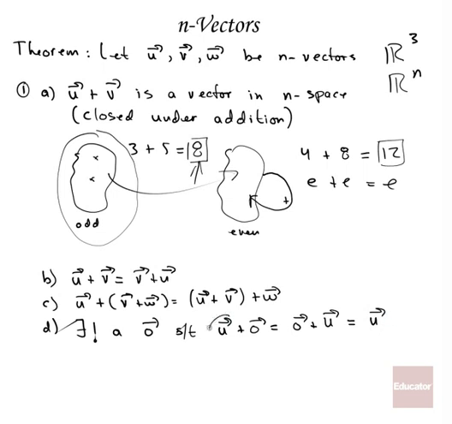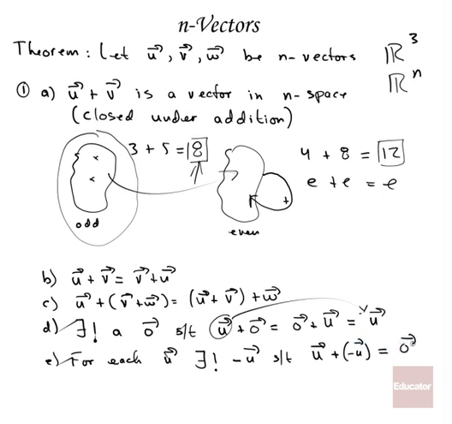Identity, meaning you start with a vector, you add something to it, nothing changes. You get that vector back. It's an identity. And last but not least, for each u, there exists a unique vector symbolized minus u, such that u plus this minus u vector gives me the zero vector. This is called the additive inverse.